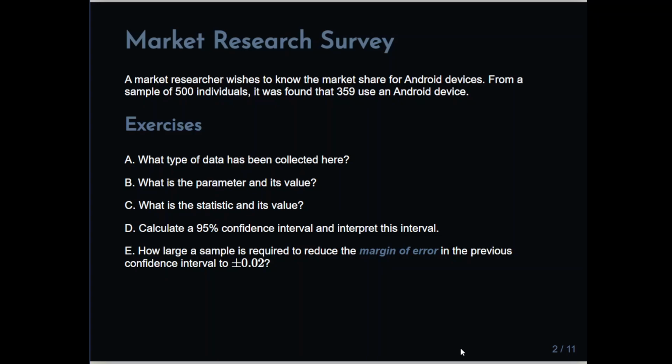What is the parameter and what is its value? What is the statistic and its value? Calculate a 95% confidence interval and interpret this value.